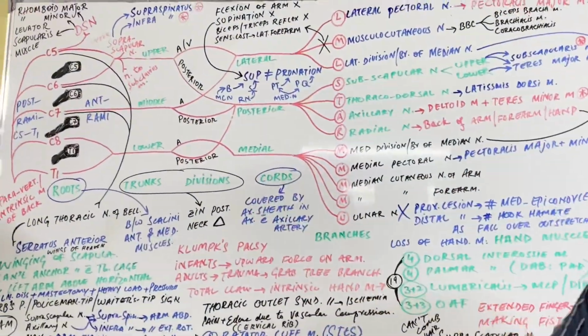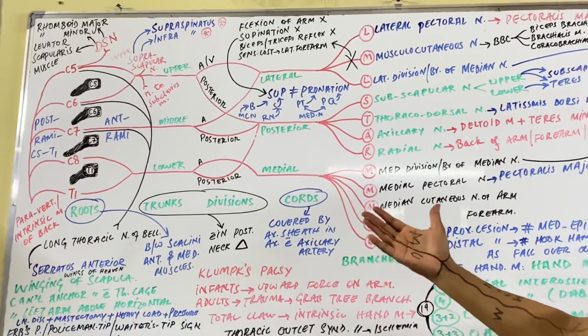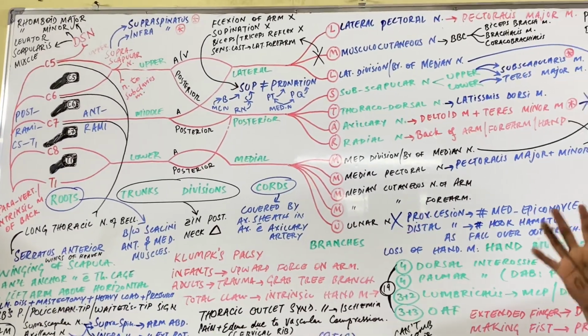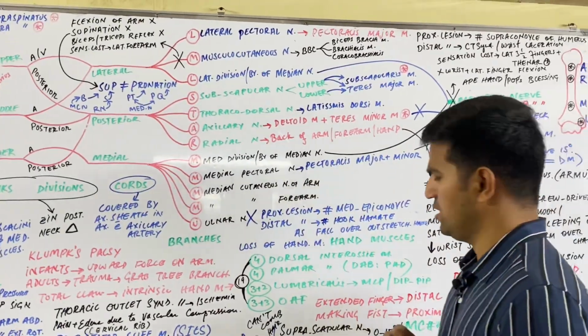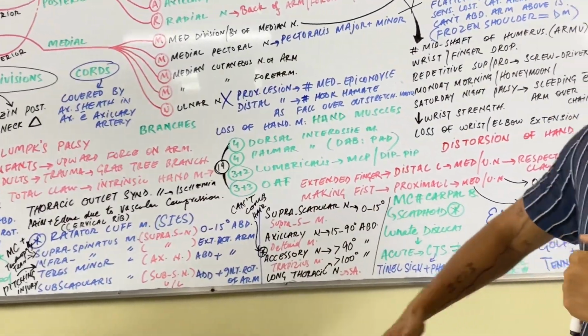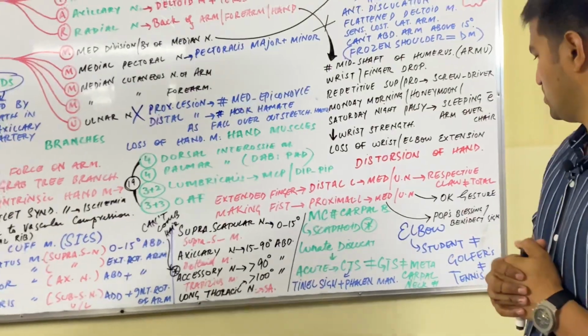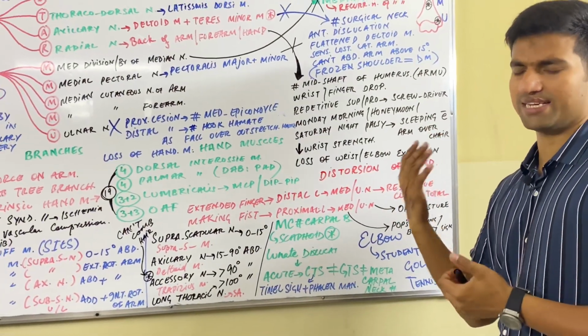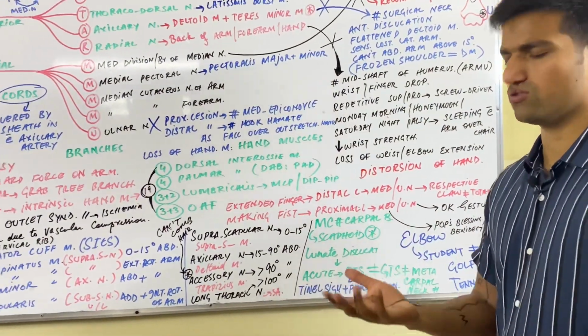First of all, we'll talk about roots, trunks, divisions, cords, and branches. Then we will discuss some clinical features. Then at the end we can discuss rotator cuff muscles and arm abduction features. Then three types of elbows: tennis elbow, golfer's elbow, or student elbow.